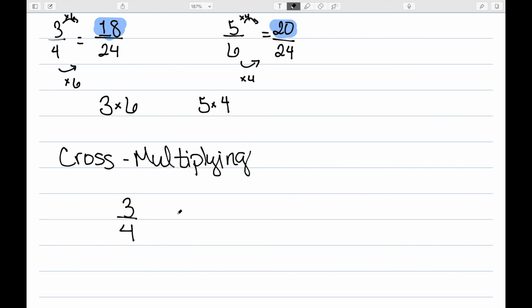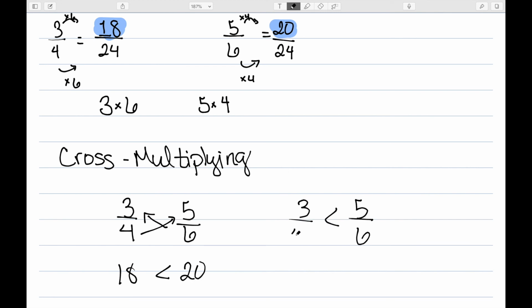To do 3/4 and 5/6, well, we multiply this way. 3 times 6 is 18. 4 times 5 is 20, and we know 20 is greater. So that tells me that 5/6 is greater than 3/4. So this is just a shortcut way of using these common denominators.